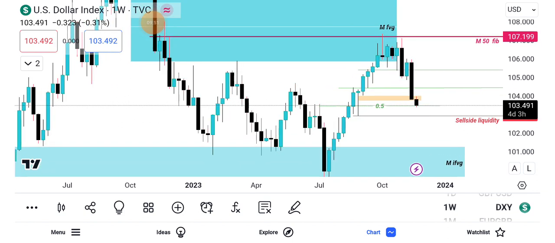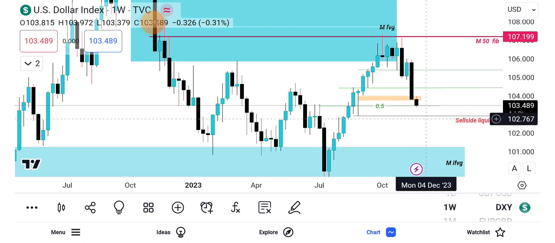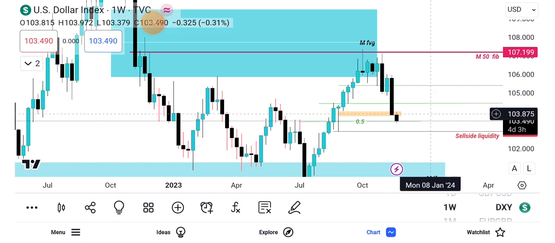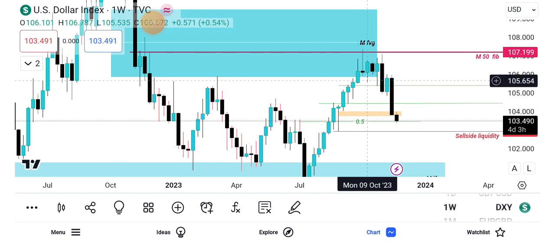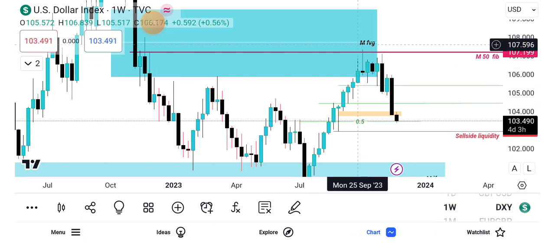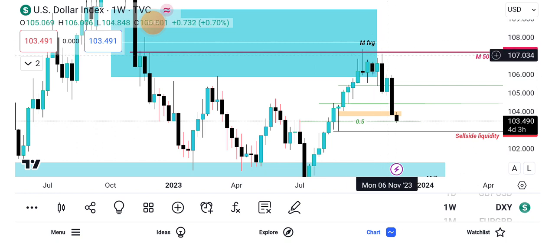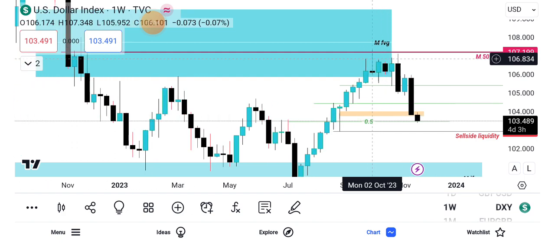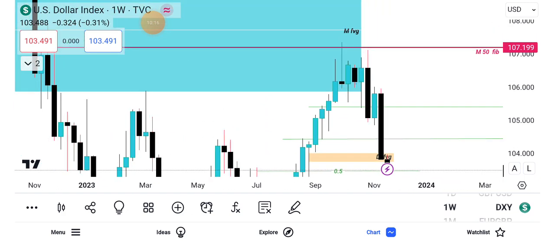So what we can see here, price retraced into this monthly fair value gap over here. We saw this week dip into premium, then we had these bodies closing around this zone, creating a buy side liquidity above here. I guess you can spot these highs.